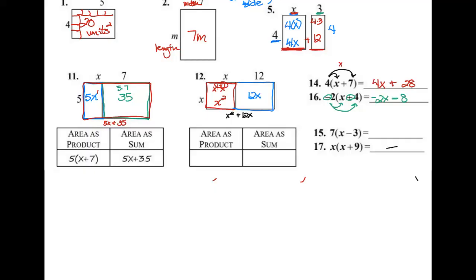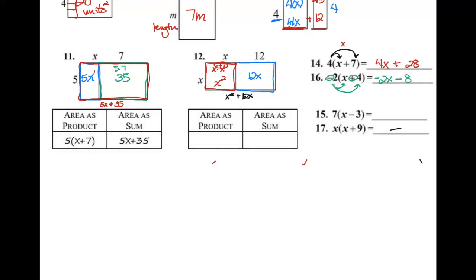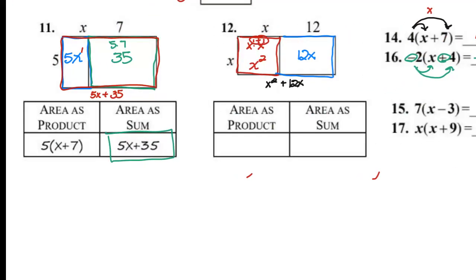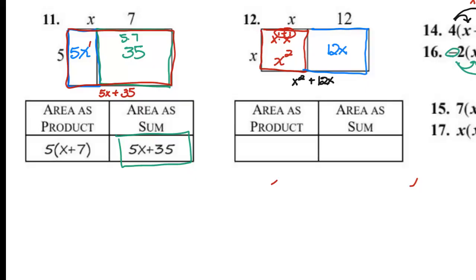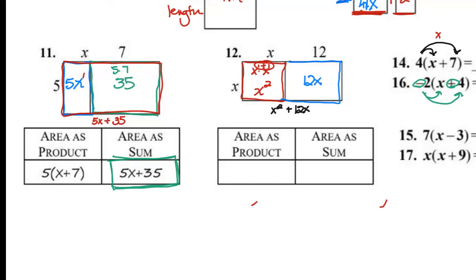Okay. Ooh, I didn't see 12. I didn't see the bottom area. So let's go back. Take a look at 11. We did the area as a sum, which you guys are like, why is she asking when it's right there? I didn't notice that. Where did they get this 5 times x plus 7? Where did this come from?